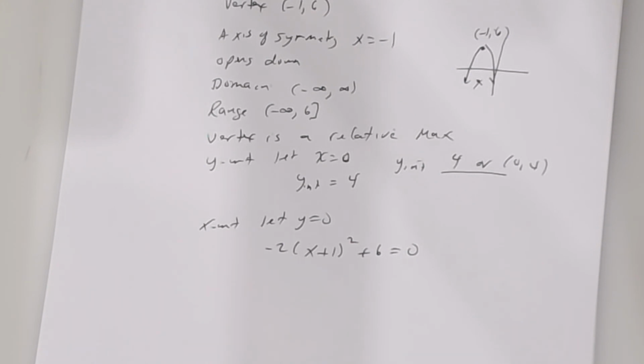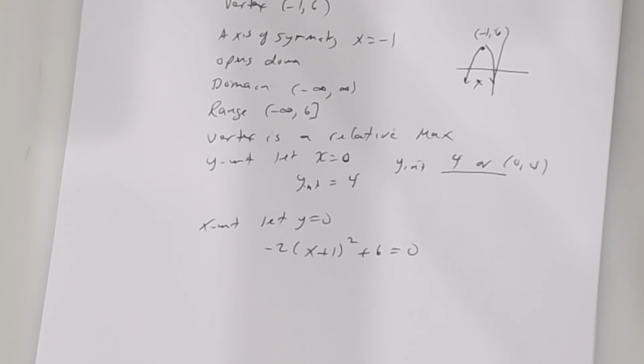Because what some of you are going to do is distribute the negative 2 and then square that. That's a mistake right there. You got to square first, and then distribute the negative 2, and then add 6, and then you have to factor. And that's not factorable, by the way. You're going to see why. It's not factorable. All right?